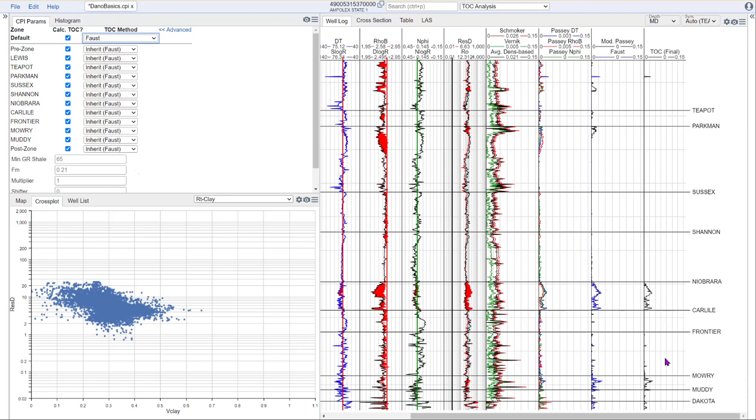Both those curves have been around for a long time. With the modified Passey method and the Passey density method, what you're going to need there is a density curve as well as the resistivity curve. So, also very common in most logging suites. And it's really not till you get to the delta log R methods or the Faust methods where you start to need that sonic curve.